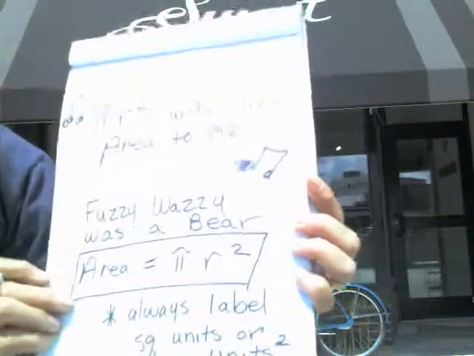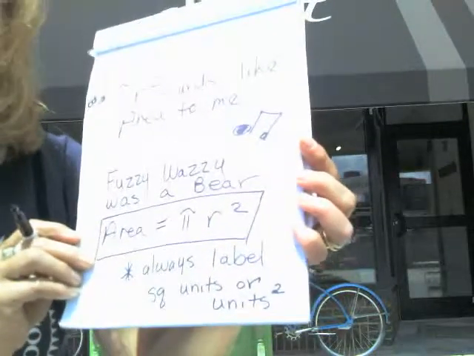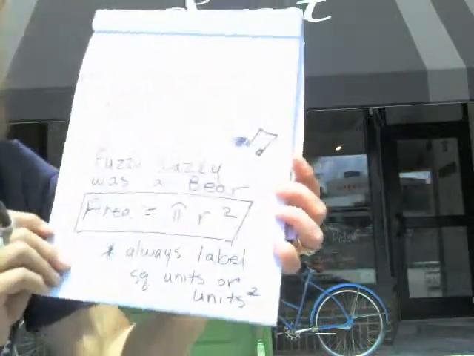Some people like to use this one. Fuzzy Wuzzy was a bear. Area equals pi r squared. Either one will give you the answer. Just always remember to label it square.